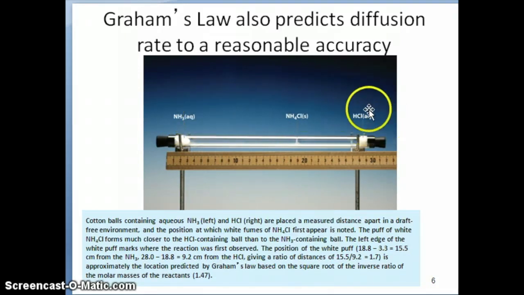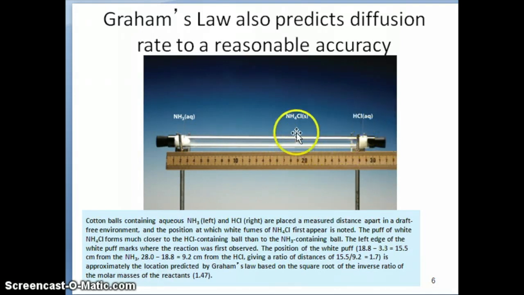And that, of course, is what we expect because the molar mass of ammonia is 17 grams per mole, whereas the molar mass of HCl is about 36.5 grams per mole. So this one is a bigger particle, so it's going to travel less because its velocity is lower. Now, this ratio of distances traveled is the same as the ratio of the molar masses.